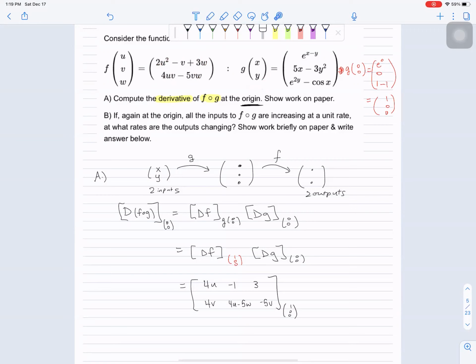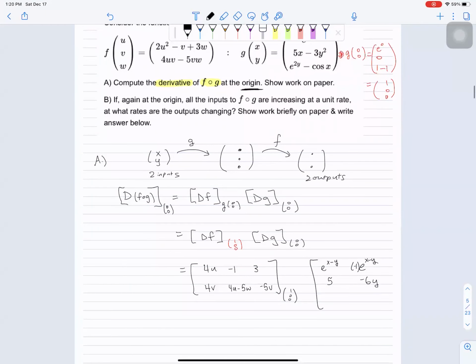Now I need my derivative of g. So let me take that. I look at my first output, partial with respect to x is e to the x minus y. Partial with respect to y, now we have to be careful because when I'm taking this partial, I'm also doing a chain rule, right? I'm doing e to the something, which is x minus y, times the derivative of the exponent with respect to y. The derivative of x minus y is -1. So negative comes out. Then I look at my next output, partial with respect to x is 5. With respect to y is -6y. Over here, I have sine x, and then 2e to the 2y.